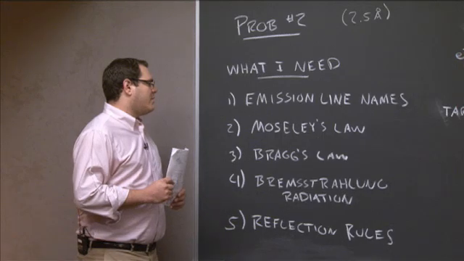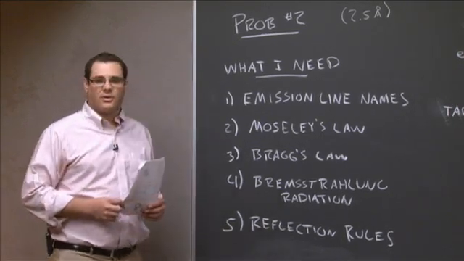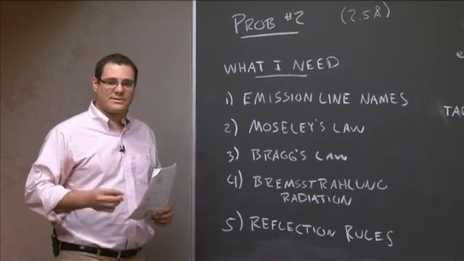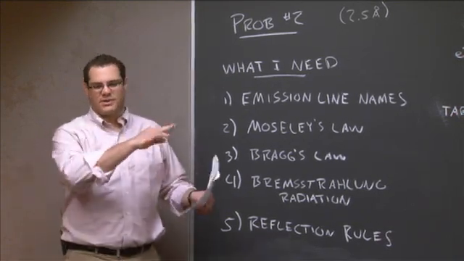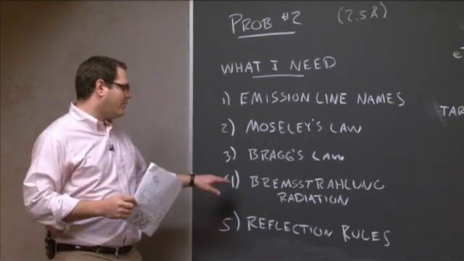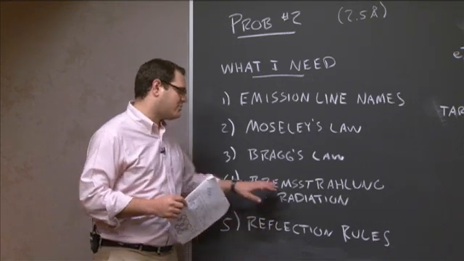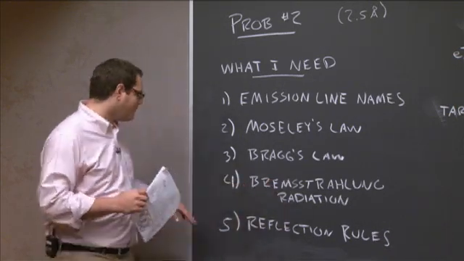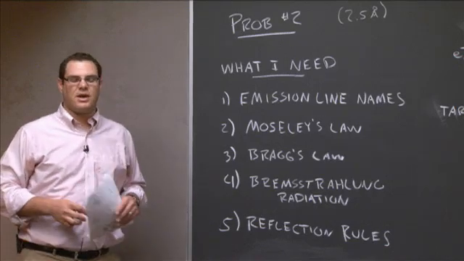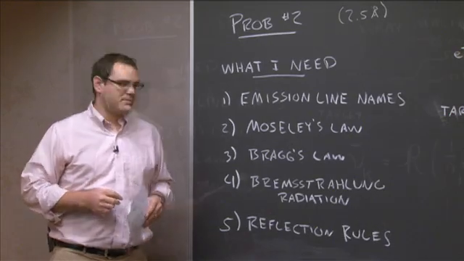We want to know emission line nomenclature, how to name emission lines. We want to know Moseley's law. We want to know Bragg's law. And I would also emphasize, I'll get onto it later, that you want to know how to derive Bragg's law as well. We want to know, this is pronounced Bremsstrahlung, it's a German word which means braking radiation, so Bremsstrahlung radiation. And we also want to know some reflection rules. And I'll start elucidating that a bit more, but let me start you off in that direction.